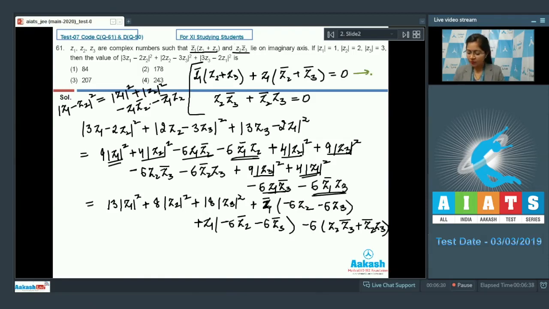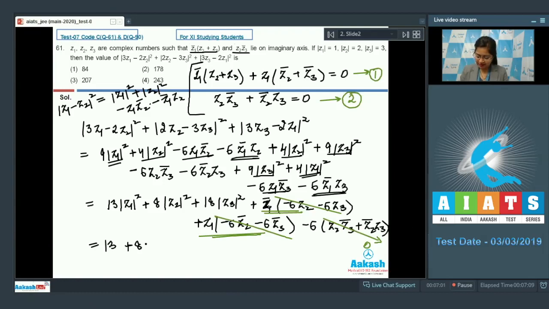Now, from equations 1 and 2, it can be observed that the value of this will be equal to 0. Also, taking minus 6 common from this term and this term, we will see that these two will also get cancelled. So, we can write it equal to 13 into mod Z1, which has been given to us as 1, plus 8 into 4 plus 18 into 9. So, the value of this will be equal to 207. So, the correct answer is option number 3.